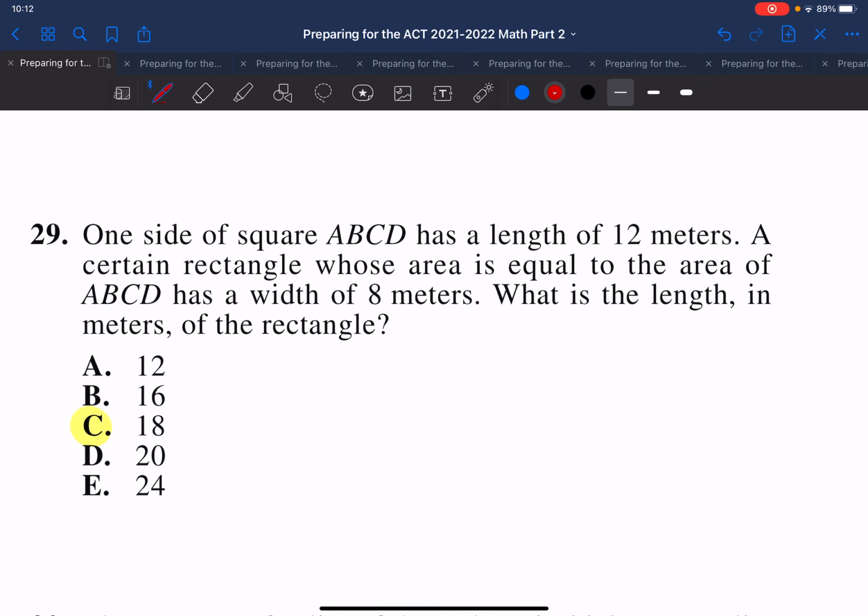Number 29. One side of a square ABCD has a length of 12 meters. A certain rectangle whose area is equal has a width of 8. What is the length of the rectangle? So let's draw this picture. All right, so we've got our square, and it says it has a length of 12. Well, since it's a square, it's a length of 12 all around, and so it has an area of 144.